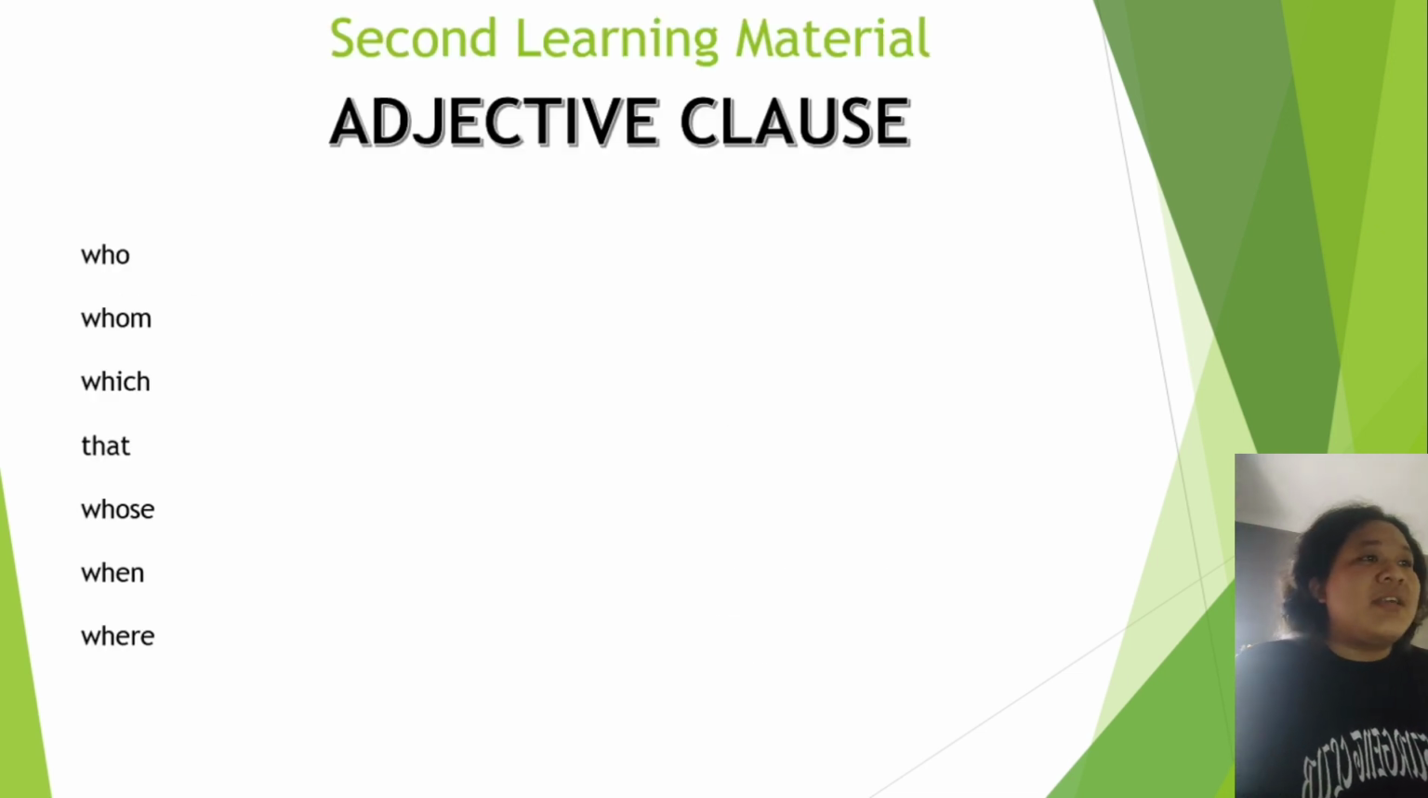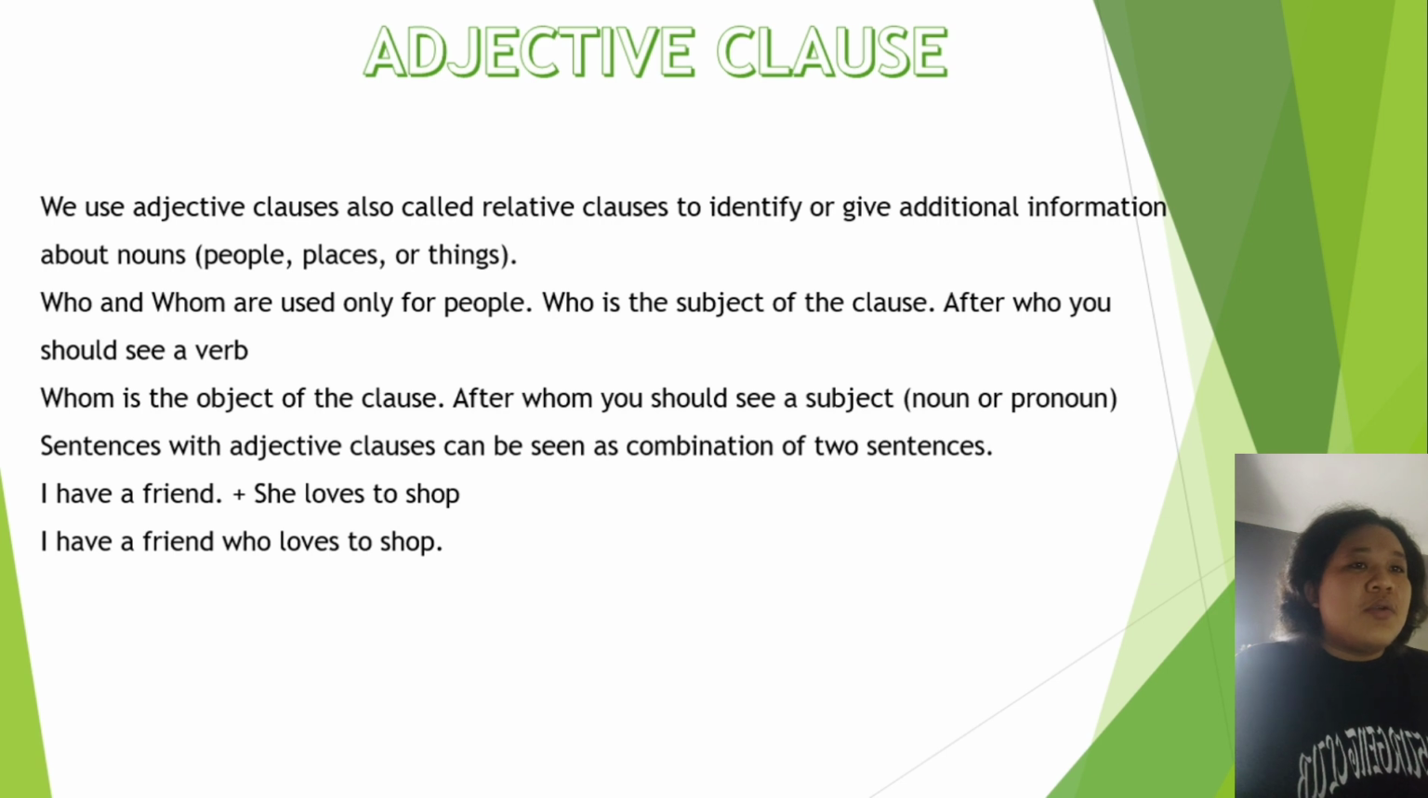Okay, second learning material about adjective clause: that, who, whom, which, that, whose, when, where. We use adjective clause, also called relative clause, to give additional information about nouns or people, place, or thing. Who and whom are used only for people. Who is the subject of the clause. After who, you should see a verb. Whom is the object of the clause. After whom, you should see a subject or noun or pronoun.